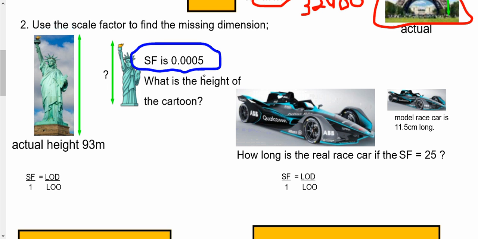Well, we just set up scale factor over 1. So that's going to be 0.0005 over 1, and it's going to be equal to Ld over Lu. The diagram is what we want to find out, so we don't know that. We'll just call it X. And Lu, the actual, is 93 meters. Okay, what do we do now?